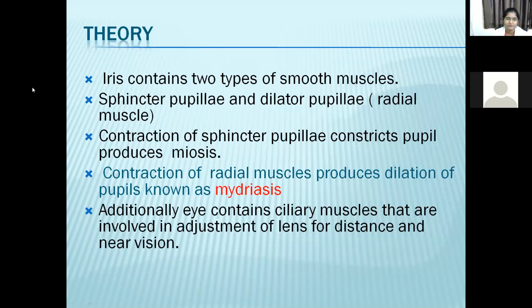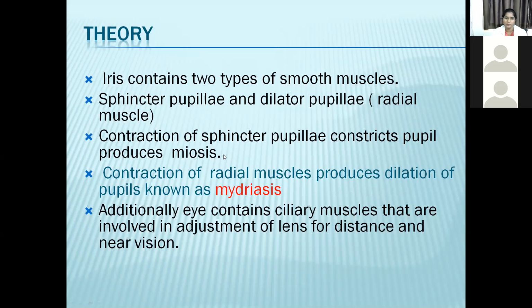Coming to the theory part, the eye iris contains two types of smooth muscles. One is the sphincter pupillae and one is the dilator pupillae. Sphincter pupillae is also called the circular muscle. Dilator pupillae is also called the radial muscle. When the sphincter pupillae contracts, it decreases the size of the pupil. When the circular muscles contract, what will happen? Pupil size decreases.